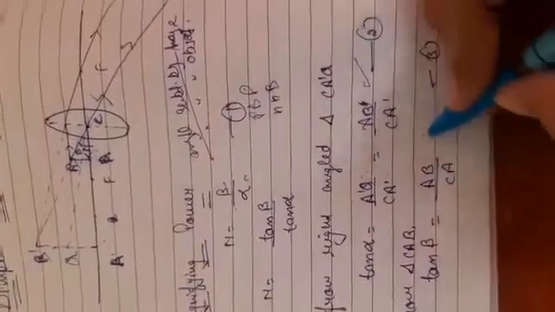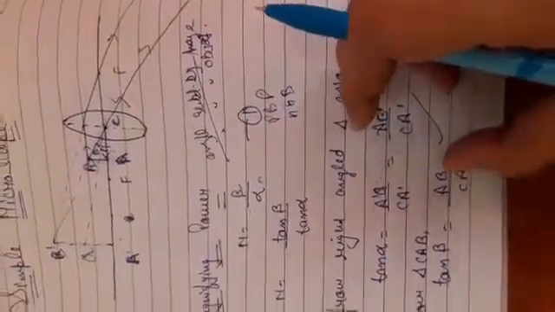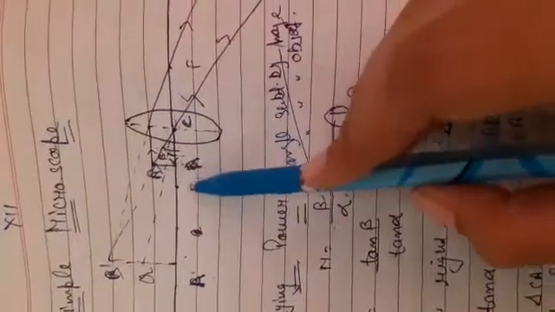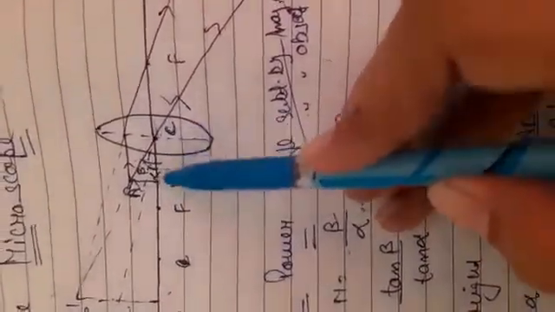Tan alpha we got, tan beta we got. We'll put these two equations over here. So AB upon CA, AB upon CA dash. This AB will get cancelled by AB and we'll be left with CA dash upon CA. And CA dash is the distance of the image, which I can take as D, and CA is the object distance, this distance, which I can take as U.